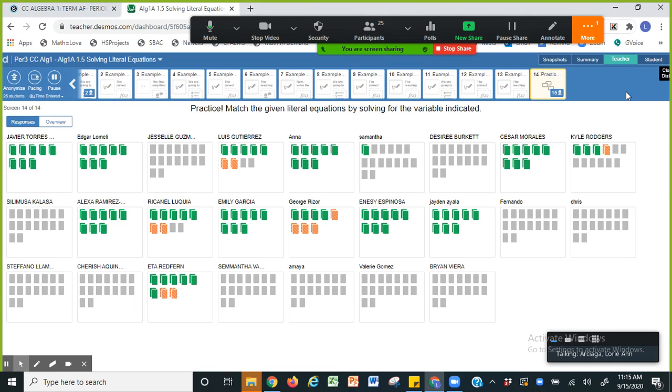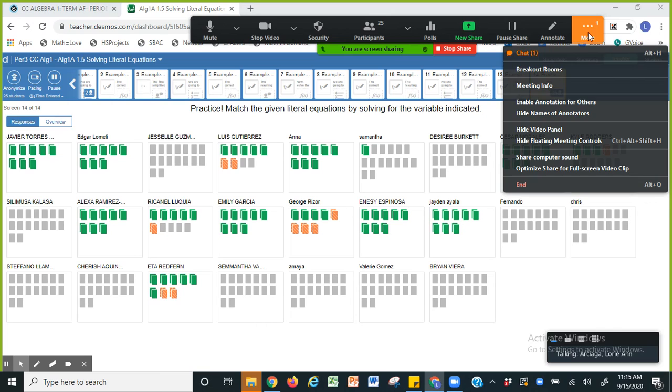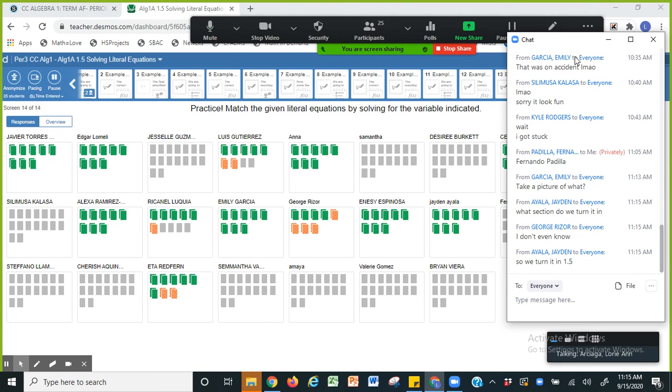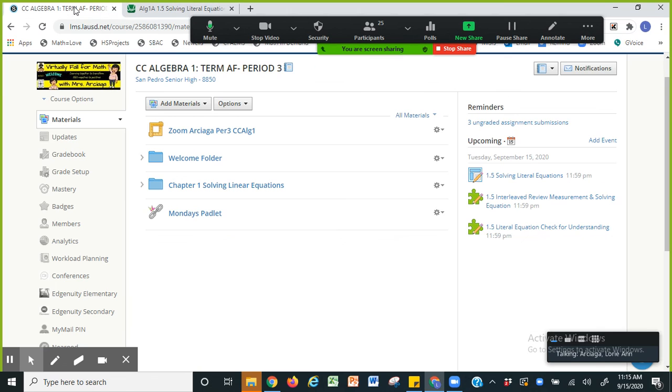Yes, George, how may we help you? So we turn, yes, in 1.5, the one that has the decimals, it says 1.5 solving literal equations.